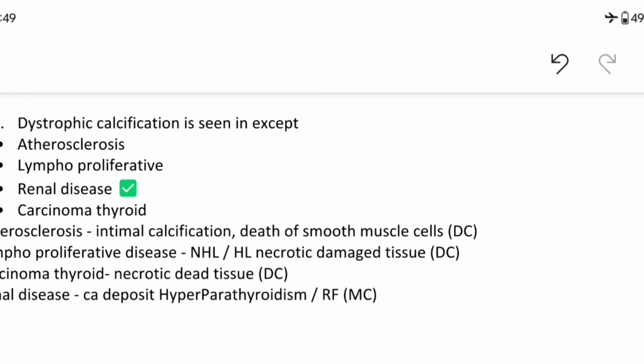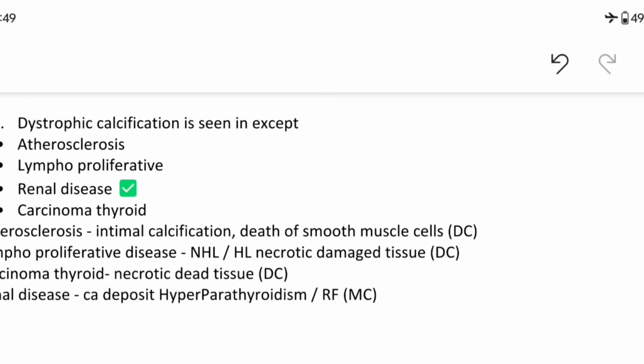For dystrophic calcification, you need to remember only 2 points. First, it is happening in the dead and necrotic tissue. Second, the calcium levels are normal. Now, the renal disease option, why is it the answer? Because metastatic calcification is happening in renal disease.